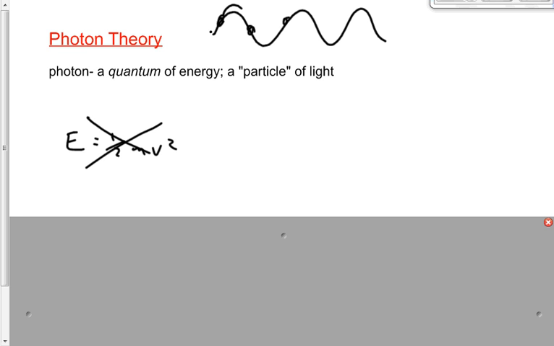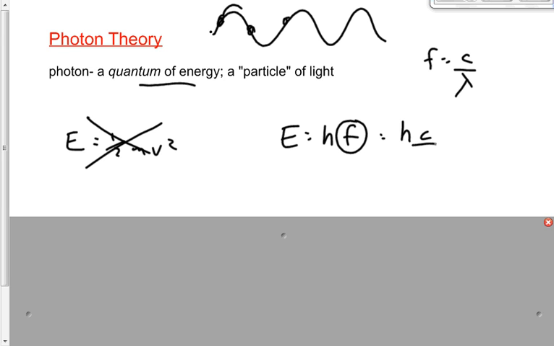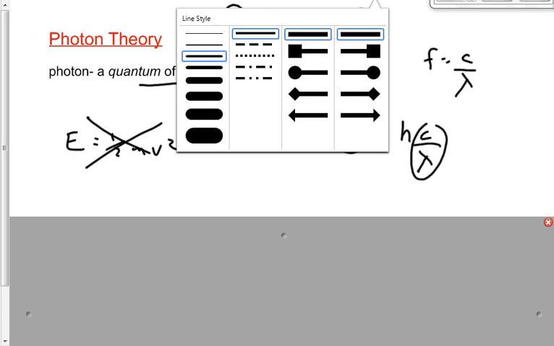The energy of the photon, however, of this quantum of energy, this photon, is equal to h times f. But because f is v over lambda, or speed of light, we often give the symbol c, then we could say the energy is also hc over lambda. Now, what does E stand for? That's easy. That's the energy of the photon.